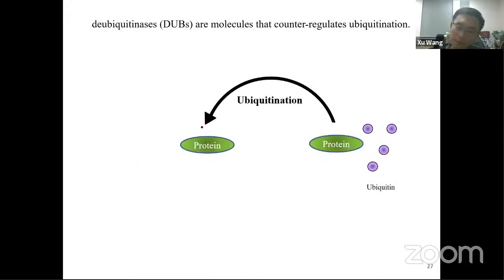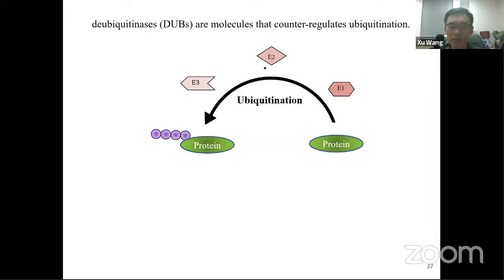So the process of ubiquitination is catalyzed by E1, E2, and E3 ubiquitin enzymes. In the first step, ubiquitin is activated by an E1 ubiquitin activating enzyme. In the second step, ubiquitin is transferred to an E2 ubiquitin conjugating enzyme. In the final step, ubiquitin is covalently attached to a protein substrate by an E3 ligase.